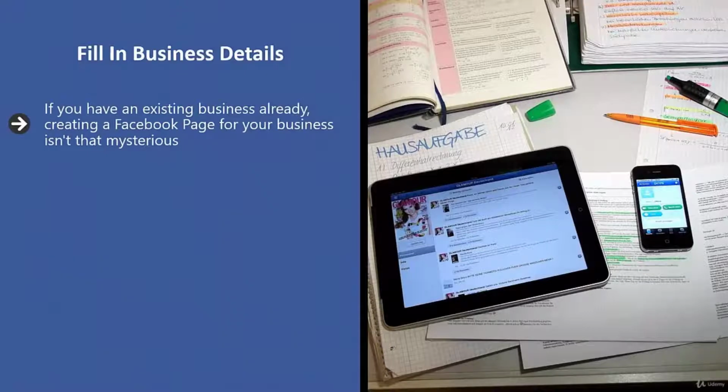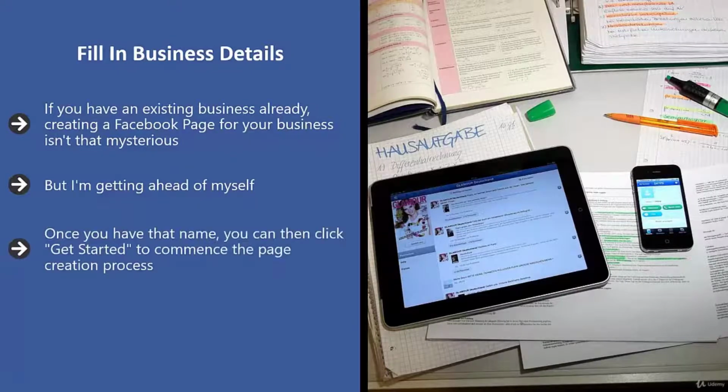If you have an existing business already, creating a Facebook page for your business isn't that mysterious. You basically just go down the list, business name, slogans. Even if you already have a website, you can post links to the content on your blog or your website to your page. But I'm getting ahead of myself. The key here is to start a Facebook page first based on your business name. Once you have that name, you can then click Get Started to commence the page creation process.